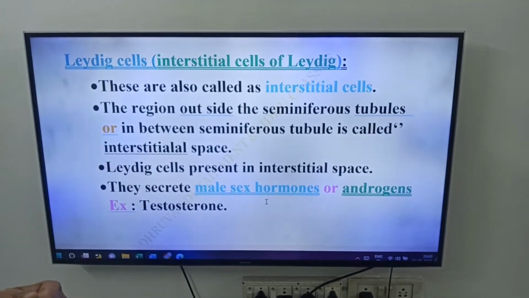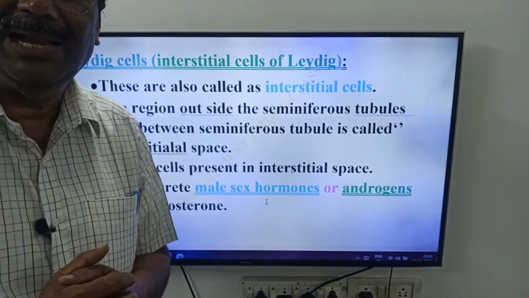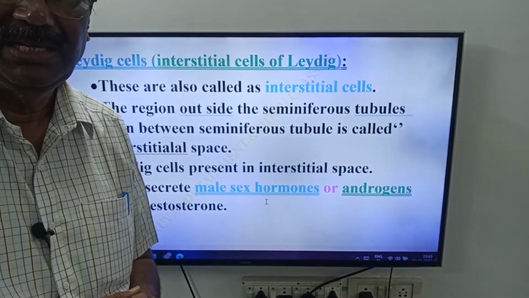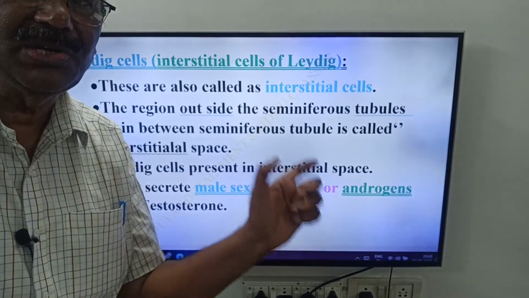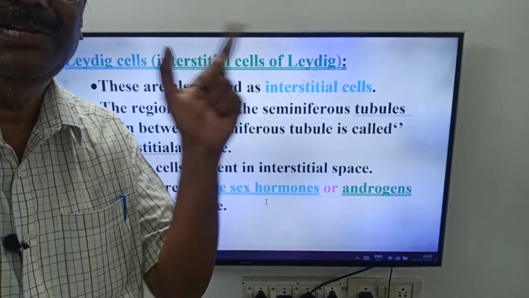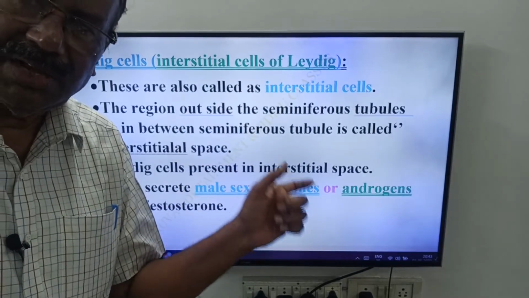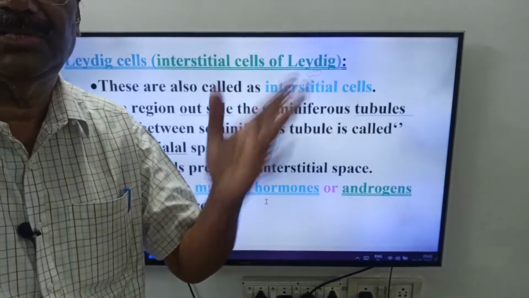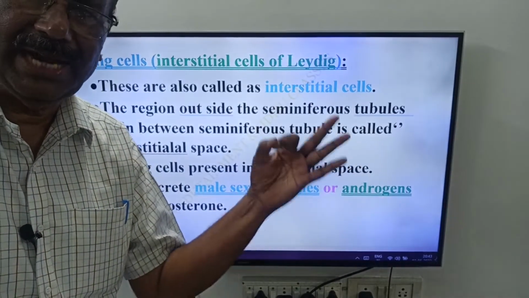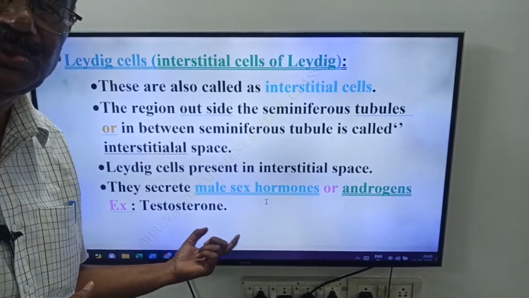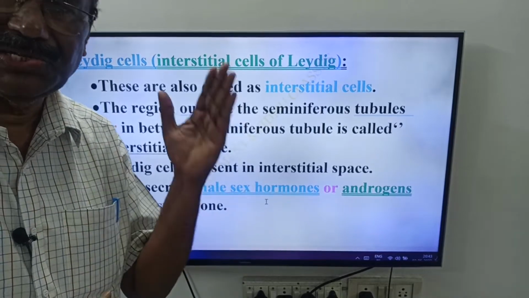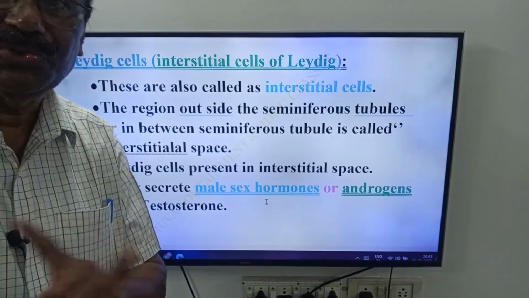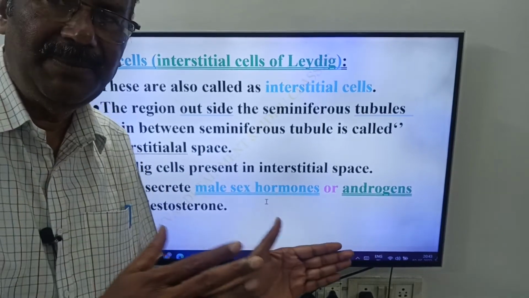These Leydig cells secrete, very, very important, friends, male sex hormones, that is androgens. Male sex hormones are secreted by Leydig cells. Male sex hormones are also called androgens. Best example for male sex hormone, best example for androgen is what, friends? Testosterone.